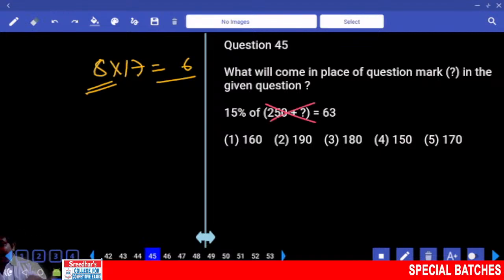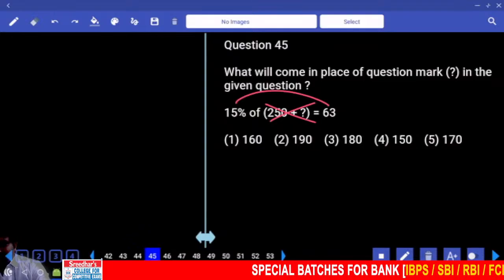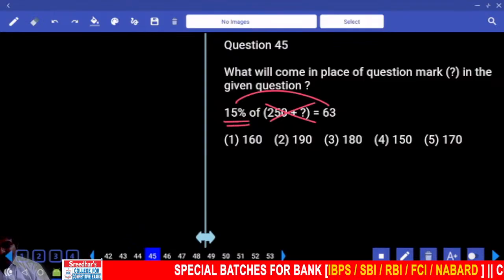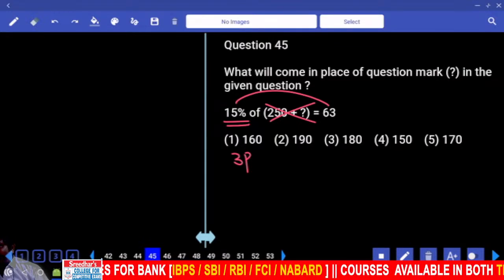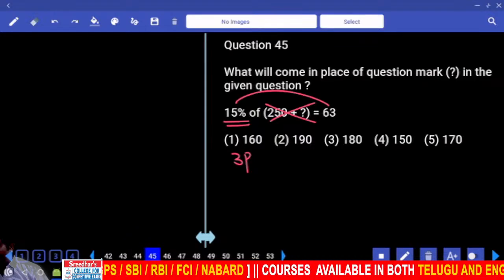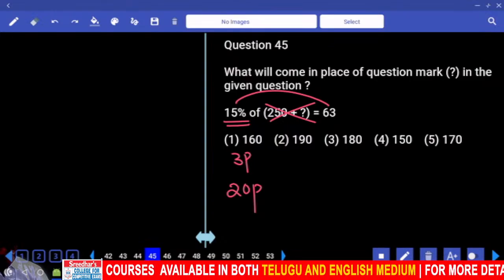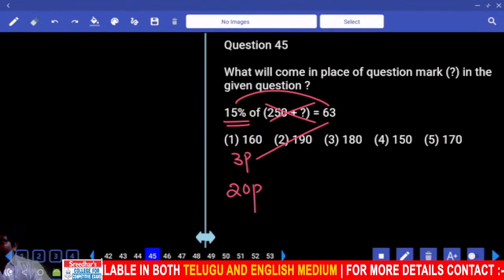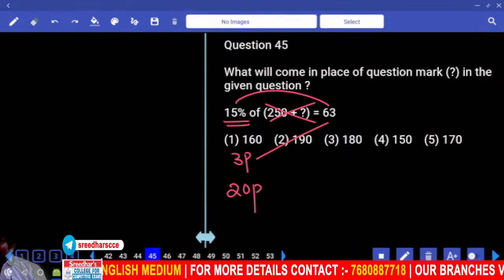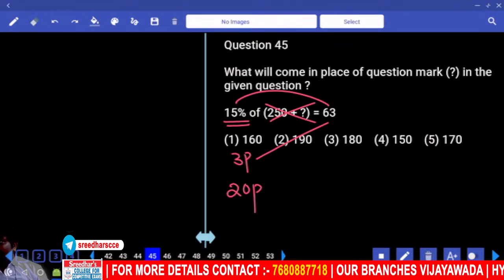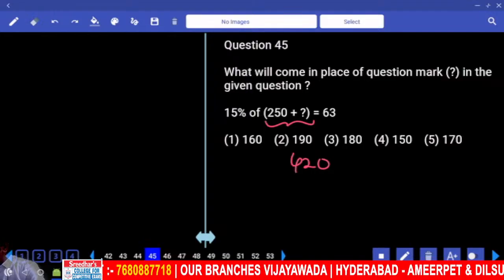Forget about this number for some time. 15% is equal to 63. Correct? Come on. 15%, I will write it as 3 parts. Then 1 part value 5. Then 100 will be 20 parts only. If 3 parts is equal to 63, 1 part 21, 10 parts 210, 20 parts 420. That means this value should be equal to 420. Then x is equal to 170.